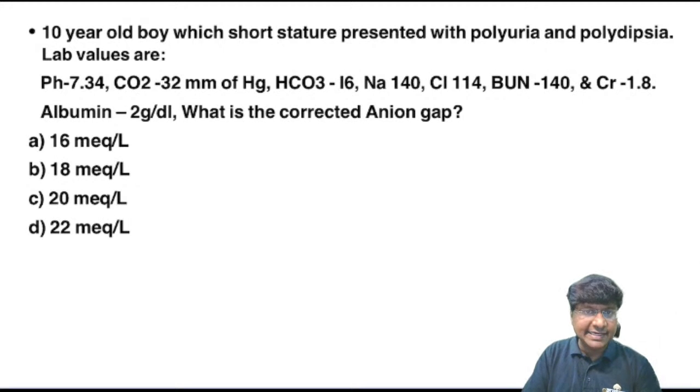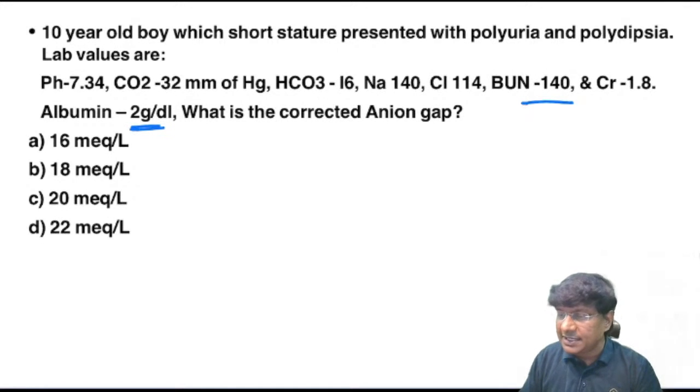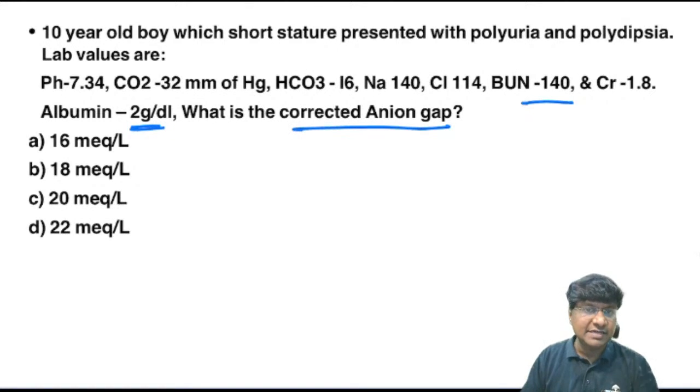What I have added there is the albumin levels. So a 10-year-old boy with short stature presented with polyuria and polydipsia, with lab values the same as whatever I gave you in your previous question, but the albumin level of the patient is 2 grams per deciliter. What is the corrected anion gap? 16 milliequivalents per liter, 18 milliequivalents per liter, 20 milliequivalents per liter, 22 milliequivalents per liter.